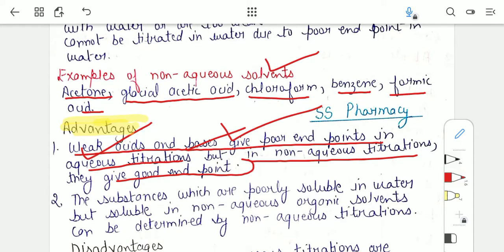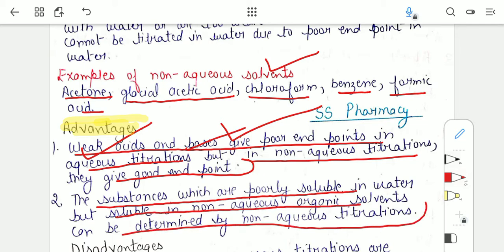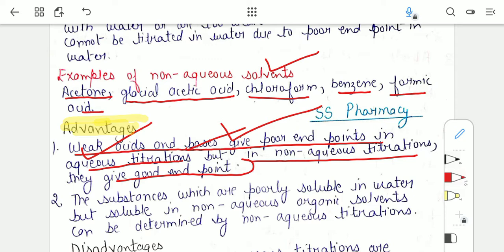The next advantage is that the substances which are poorly soluble in water but soluble in non-aqueous organic solvents can be determined by non-aqueous titrations. We know that water is compatible with a lot of substances, and a lot of substances easily dissolve in water, but still there are certain substances which do not dissolve in water or are poorly soluble in water. In those cases we can use the non-aqueous organic solvents for carrying out the titration. So these are the two advantages of our non-aqueous titration.